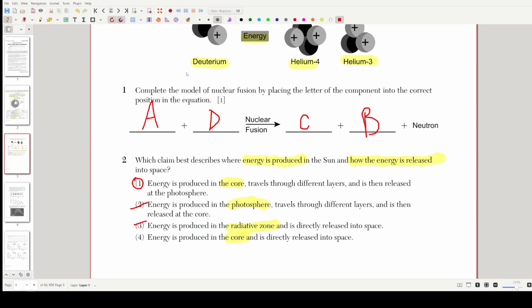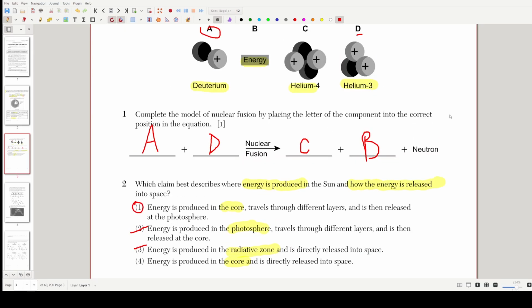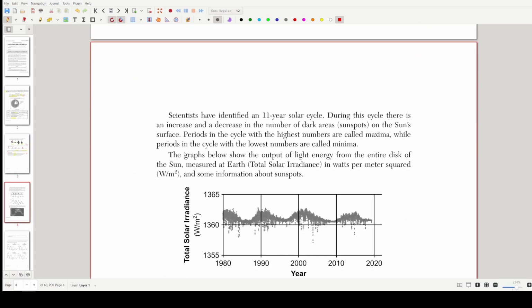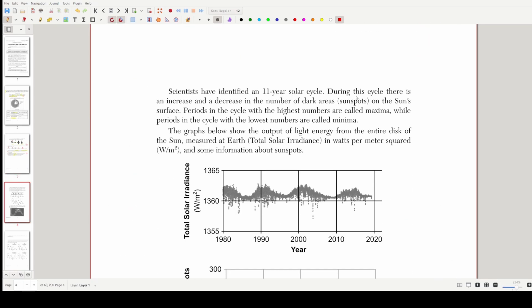So honestly, if I were to rank these two, I would say this one is like a 3 out of 10 difficulty, and this one is probably like a 4 out of 10 difficulty. I thought these were both fair. Let's keep going. Scientists have identified an 11-year solar cycle.